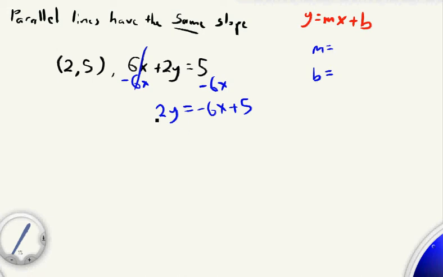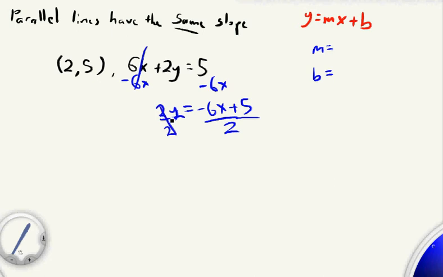All right, we're almost there, right? Y is almost by itself, okay? So now all we have to do is get rid of this 2. So since it's 2y, that's like 2 times y, and so the way we get rid of that is by dividing. So we're going to divide both sides by 2. Divide the whole side by 2.